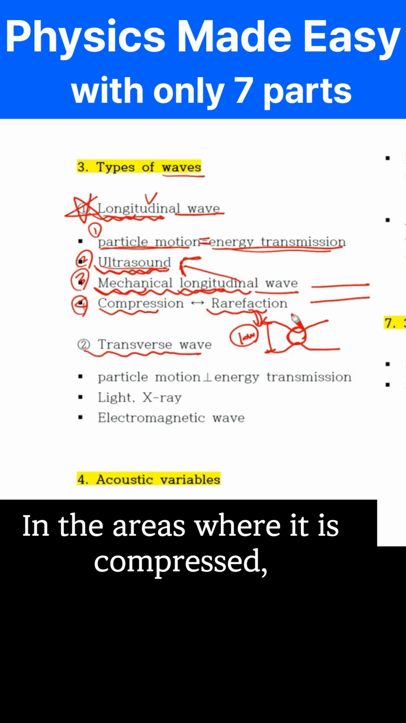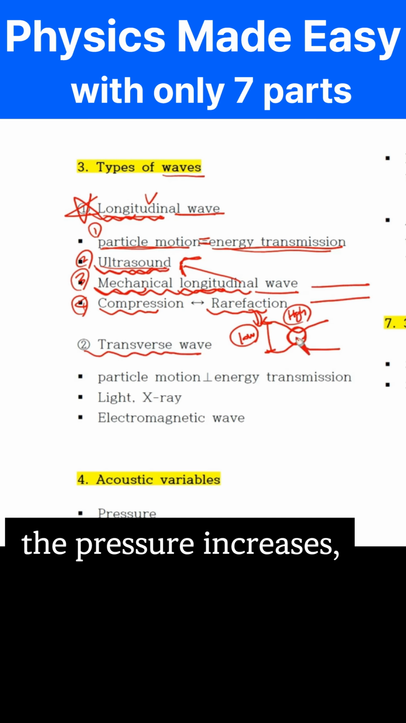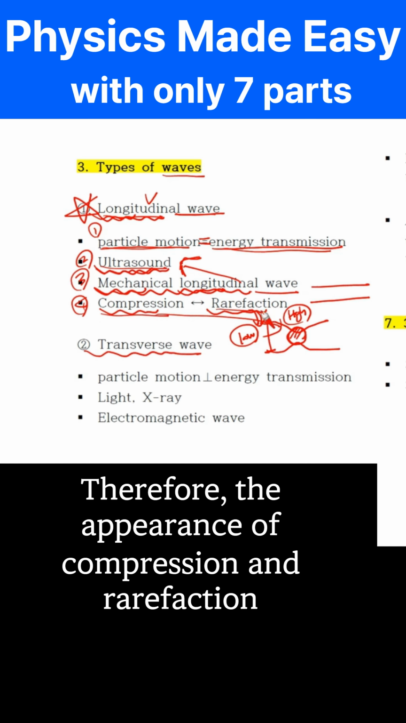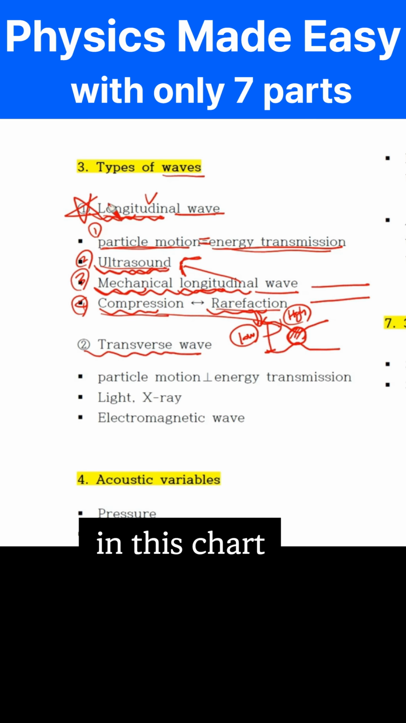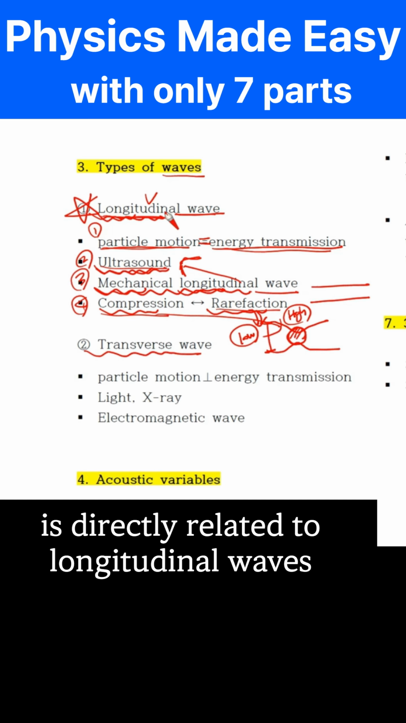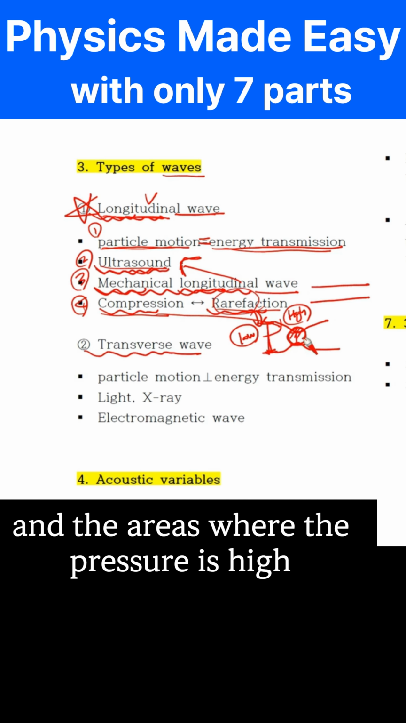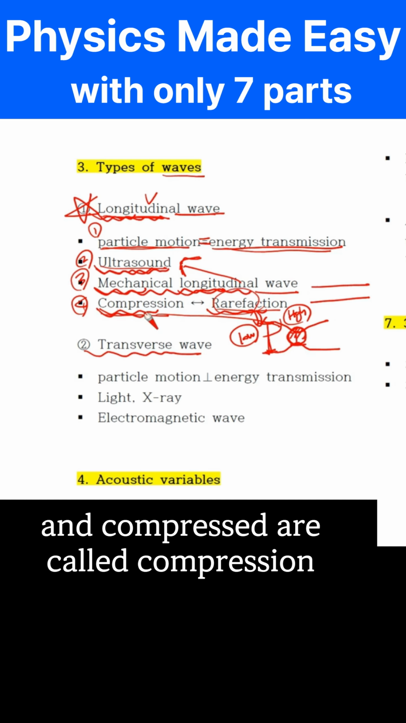In the areas where it is compressed, the pressure increases, and these high-pressure areas are called compression. Therefore, the appearance of compression and rarefaction in this chart is directly related to longitudinal waves. To summarize, the areas with low pressure are called rarefaction, and the areas where the pressure is high and compressed are called compression.